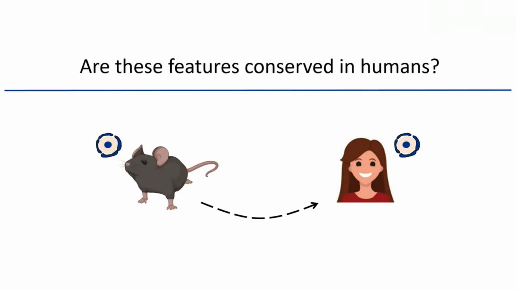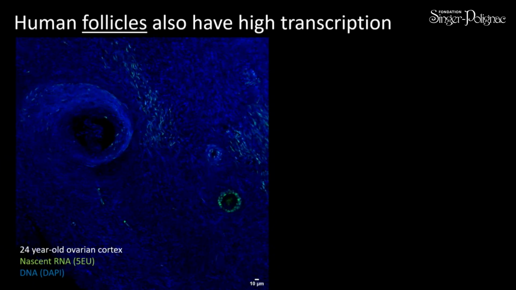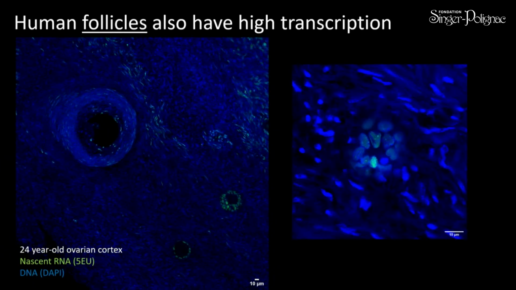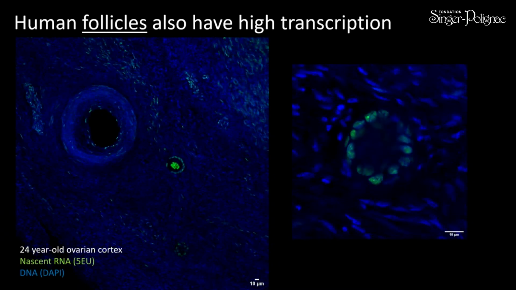Now, we also wondered if any of these features are conserved in humans. We have a connection in the Hospital del Mar in Barcelona, so we got ovary cortex of young patients, and here I'm going to show you the 5EU in an ovary cortex. We see that actually in humans, the whole follicle is highly transcribing, with the oocyte also transcribing quite a lot. Here we see the nucleolus also shining up.